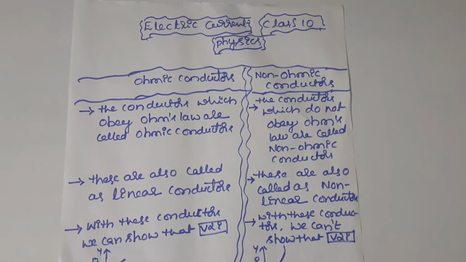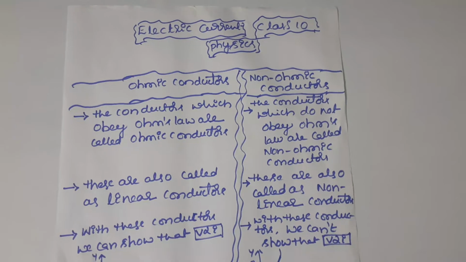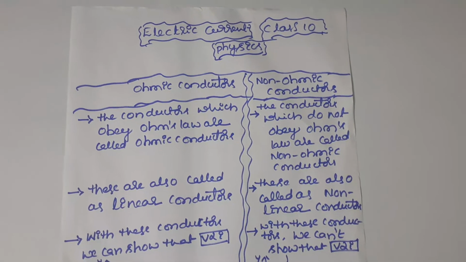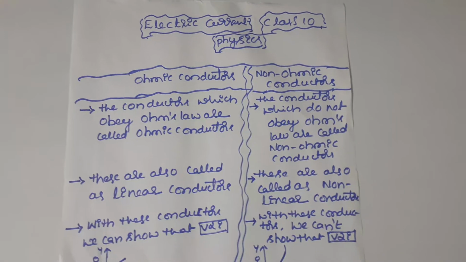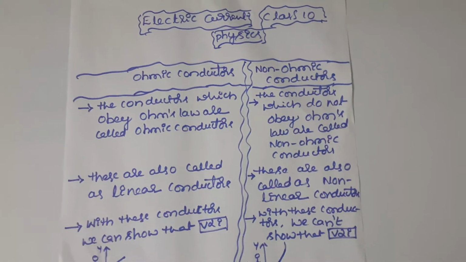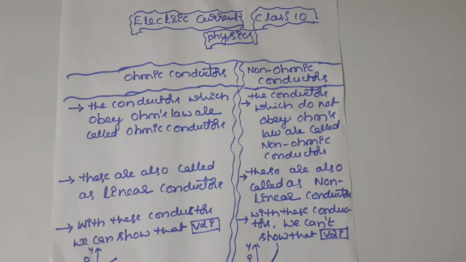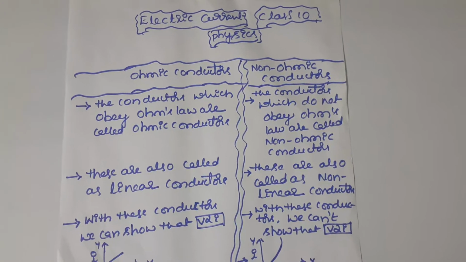Ohmic and non-ohmic conductors can be explained using the concept of Ohm's law, students. About Ohm's law, in the previous video we explained it, so you can see and understand. The link is also given in the description of this video.